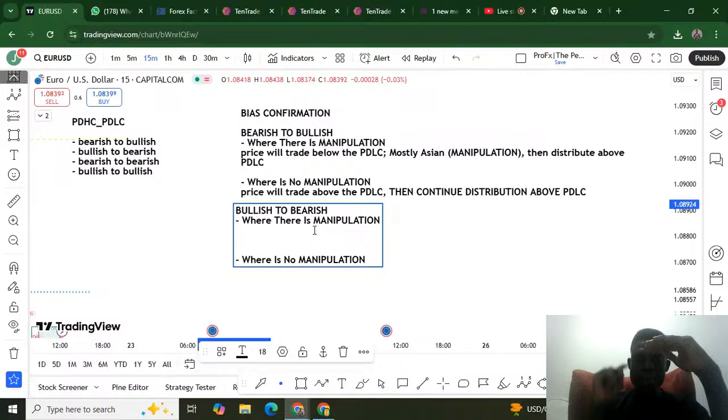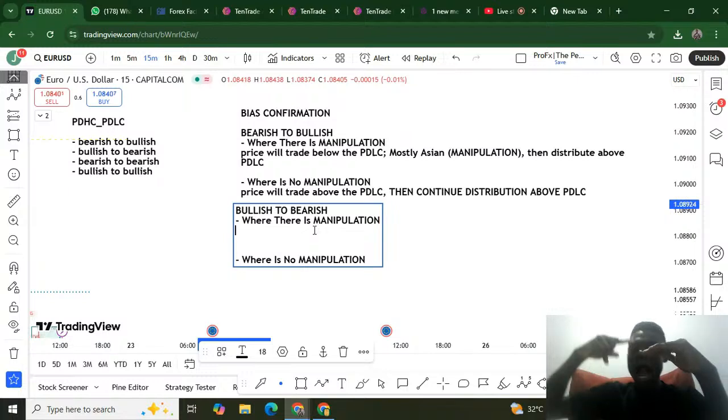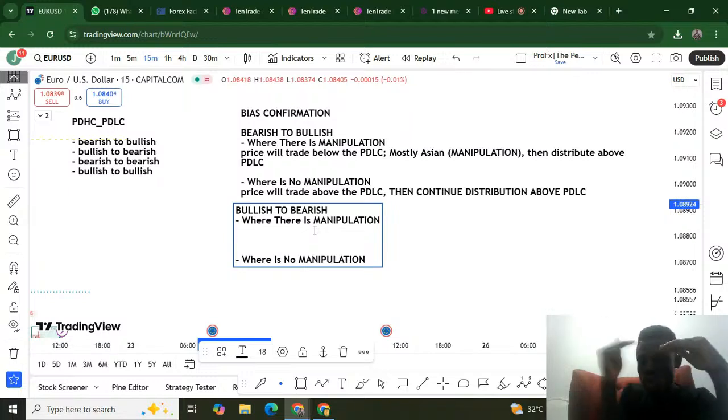Now, for the market to be bearish for the next day, that's where we are now. For there to be a bearish day and where there is manipulation, what would that mean? Price will first manipulate and trade above to induce buyers that we want to start buying for the next day. That means price will trade above previous day's close. Are we getting the picture now?